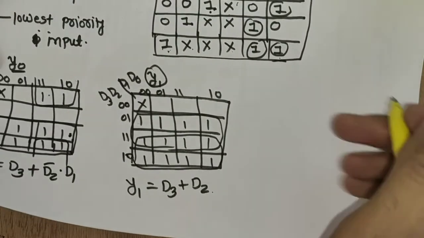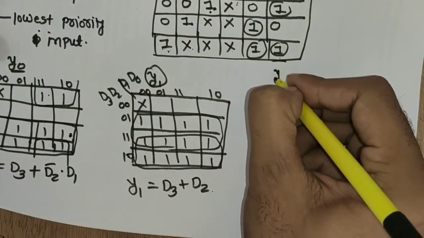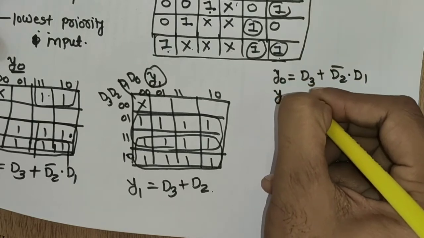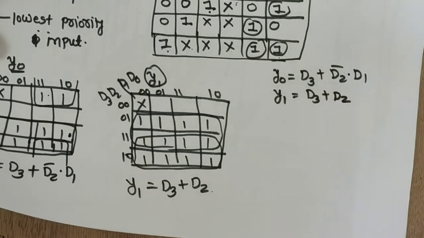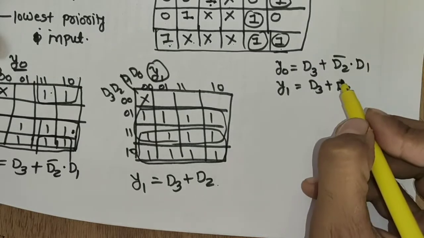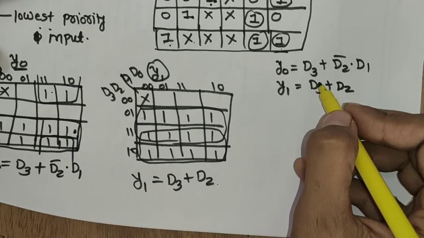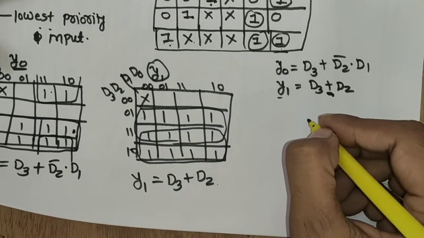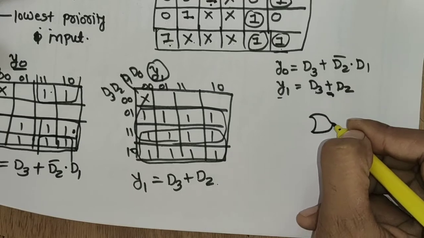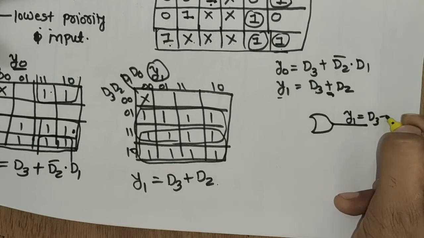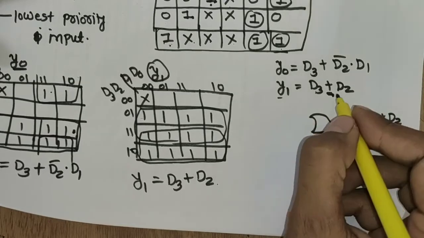So this equation is y0 equals D3 plus D2 bar into D1, and y1 equals D3 plus D2, right? So using these equations, we can design the priority encoder. First for y1: y1 is D2 plus D3, so the addition operation can be performed by using an OR gate. So this is y1, y1 equals D3 plus D2, and the inputs given are D3 and D2.